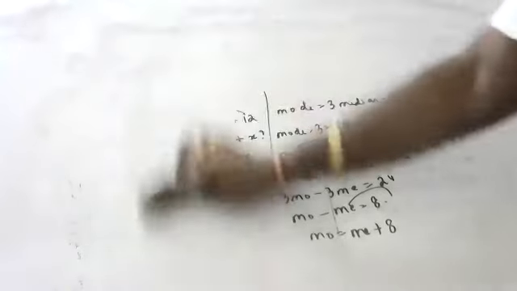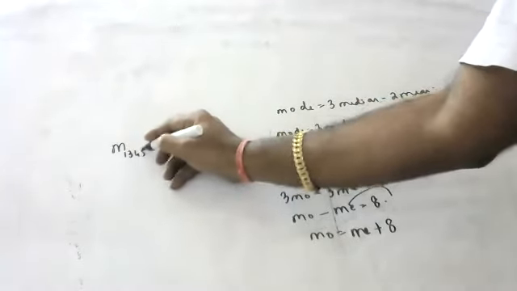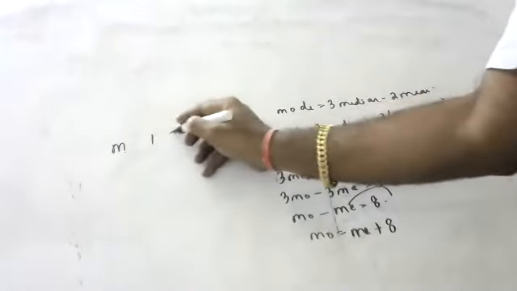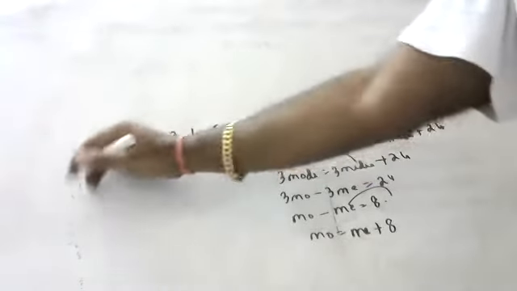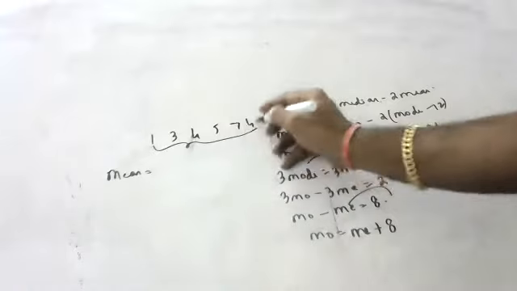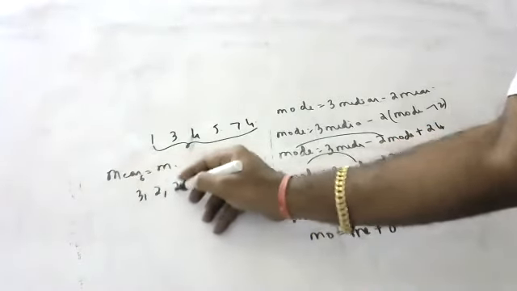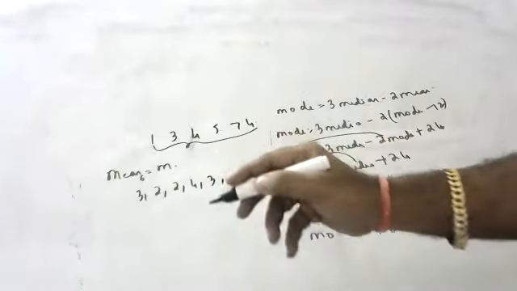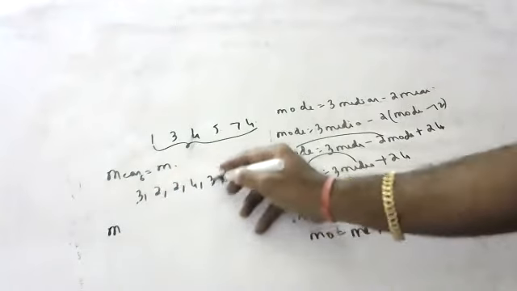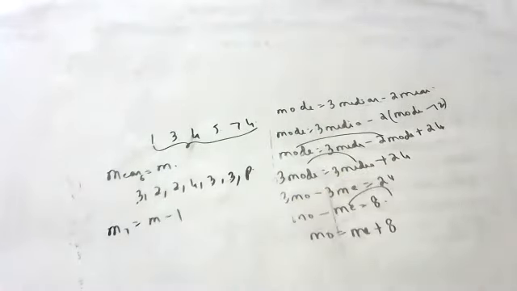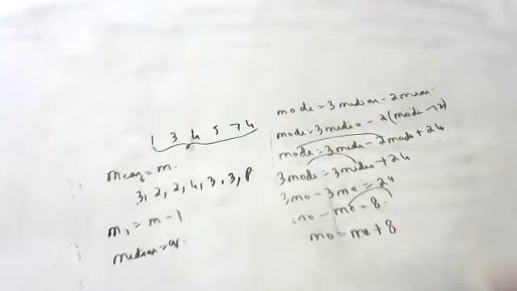The mean of 1, 3, 4, 5, 7, 4 is M. The mean of all these 6 numbers is M. The numbers 3, 2, 2, 4, 3, 3 and P, P have mean M minus 1 and median Q. Find P plus Q.